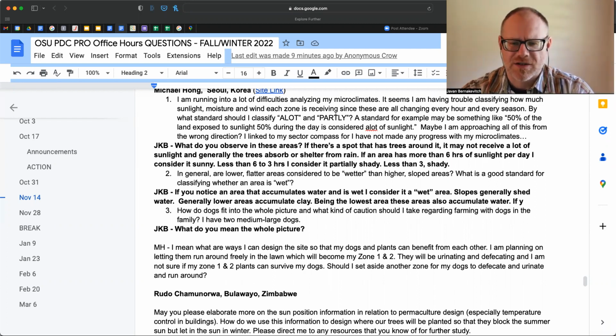How do dogs fit into the whole picture, and what kind of caution should I take regarding farming with dogs in the family? So can you explain that a little bit to me? What do you mean the whole picture? What's your question specific to?